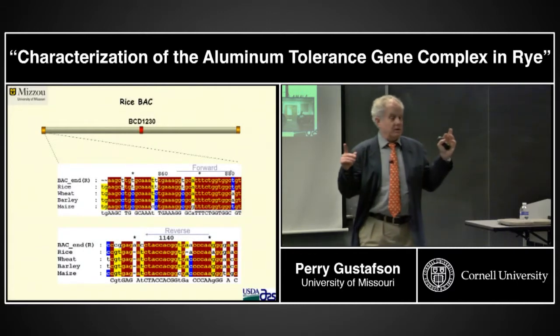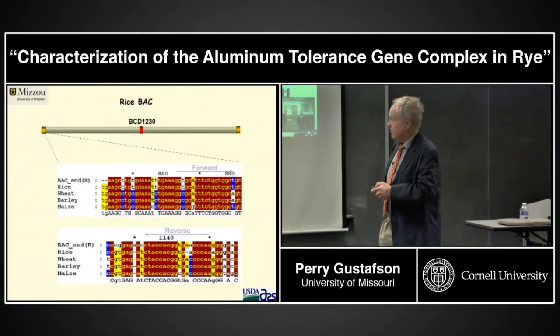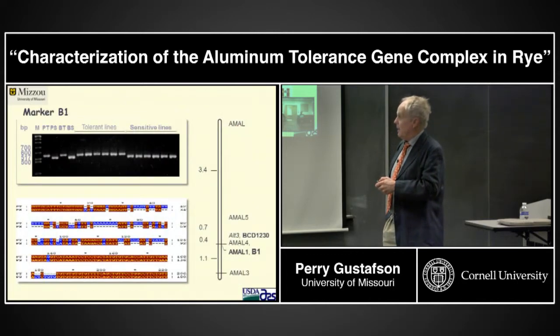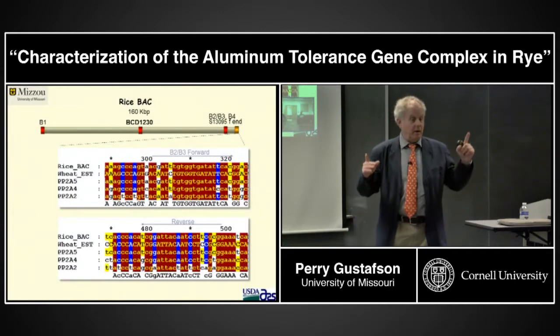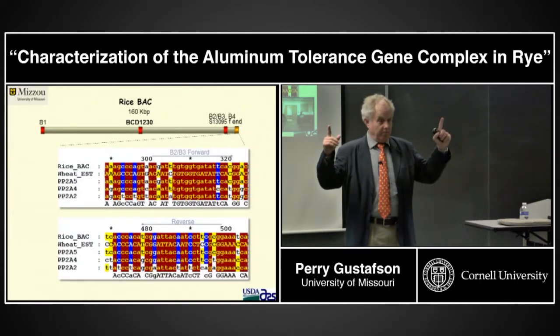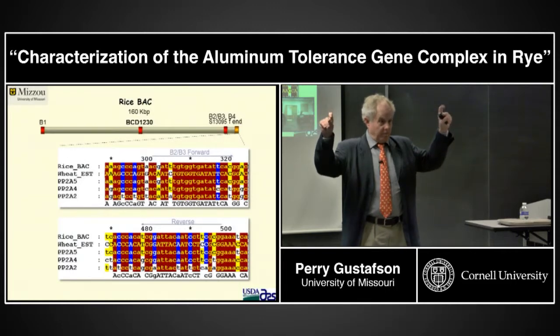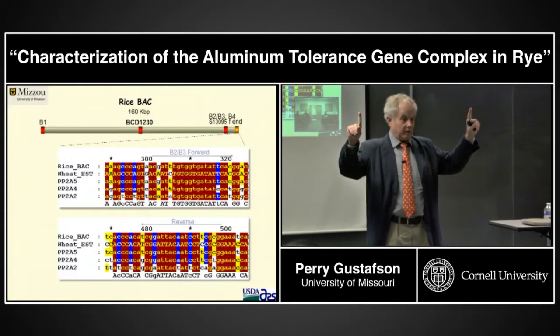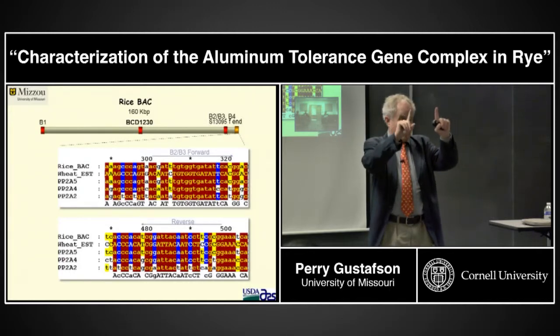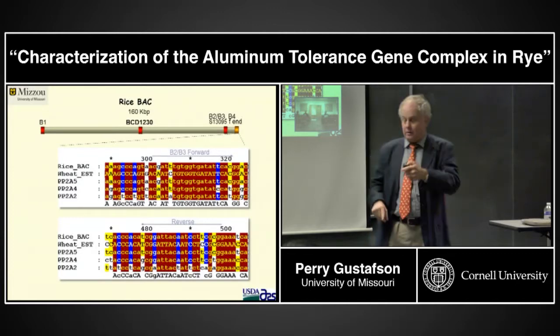So we got a rice BAC which contained BCD 1230, developed primers from one end, put it on the map, developed primers from the other end, and put it on the map. And we knew then that these are the 2 primers at the end of the BAC, that in between these 2 primers contained the genes that we were interested in. So the next step was just to go into that rice BAC and make primers and start walking your way back in till you came to your gene of interest.